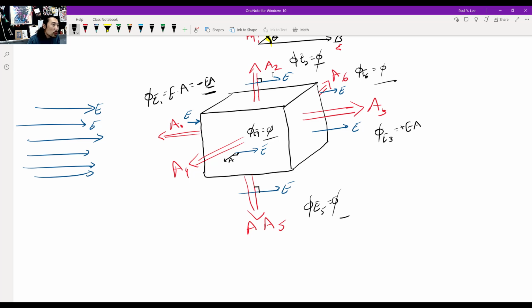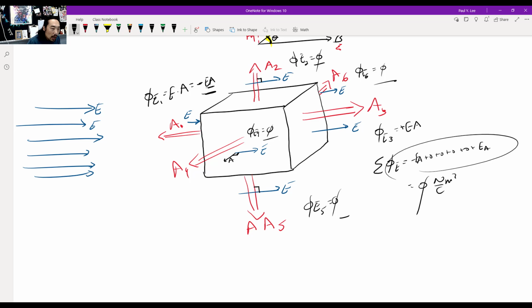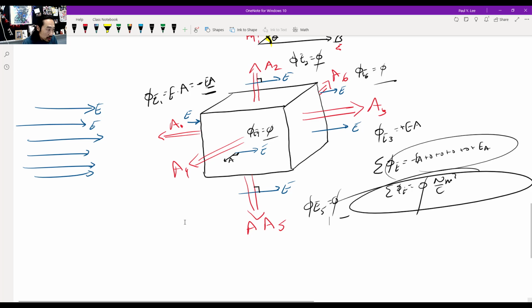Okay, so if I were to look at the sum of all the electric fluxes, I would have to add up flux 1, 2, 3, 4, 5, and 6, and what we end up with is, for 1 we have negative EA plus 0 plus 0, plus 0, plus 0, and then EA. I don't think I went in order there, but we can see here that the sum of the flux of all this is actually equal to 0. Whoa! And the reason why we went through that example is because this is one of the hard and fast rules of physics. So let's jot that down.